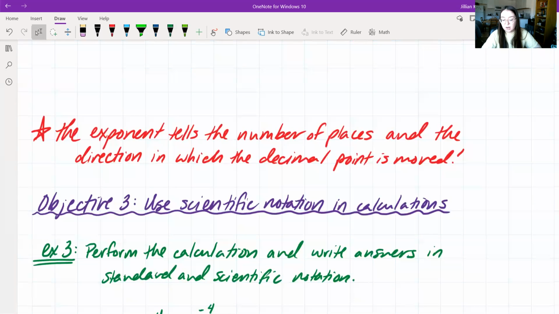The exponent tells us the number of places and the direction in which the decimal point is moved. So that exponent is very important. It's going to tell us the number of places we're moving and the direction. A positive exponent tells us to move to the right, a negative exponent tells us to move to the left.